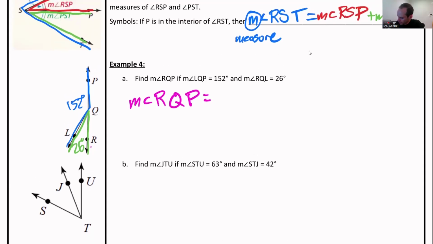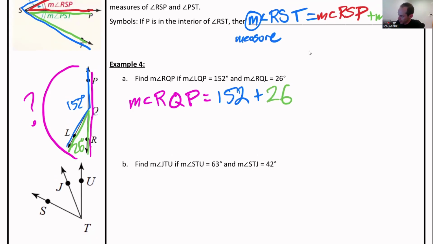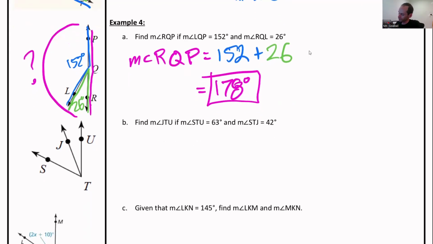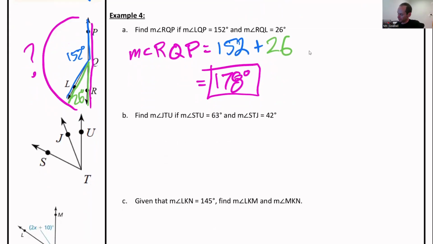Notice RQP, R to Q to P, is the whole angle. That's what we're trying to find. RQP is made up of the two smaller pieces: 152 plus 26. Together, that makes 178 degrees. RQP is 178 degrees, almost 180, right? 180 is a straight line. This is just a few degrees shy of that. And that's it. Let's look at the next one.